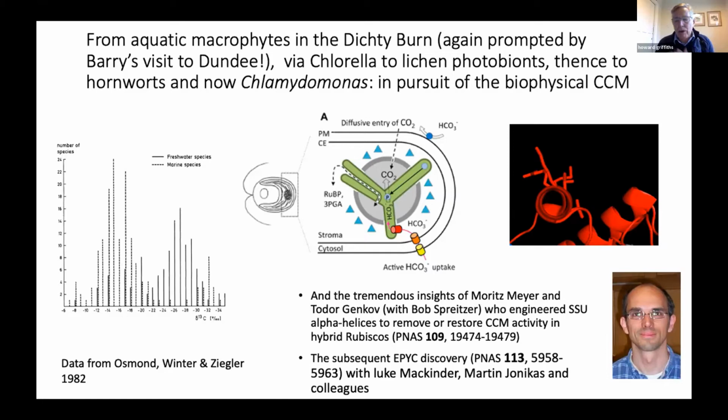Now, what Moritz and Todor Genkov did in Bob's lab was some remarkable engineering on the small subunit of Rubisco, which led us to think about the way that Rubisco aggregation could be driven. And subsequent to that, a program with Martin Jonikas and Luke Mackinder then discovered a linker protein, which was renamed EPYC. The most recent paper from Moritz, together with Martin and Luke and colleagues, shows in even more detail a specific motif, which couples together the many members of that pyrenoid matrix. So exciting developments happening there.